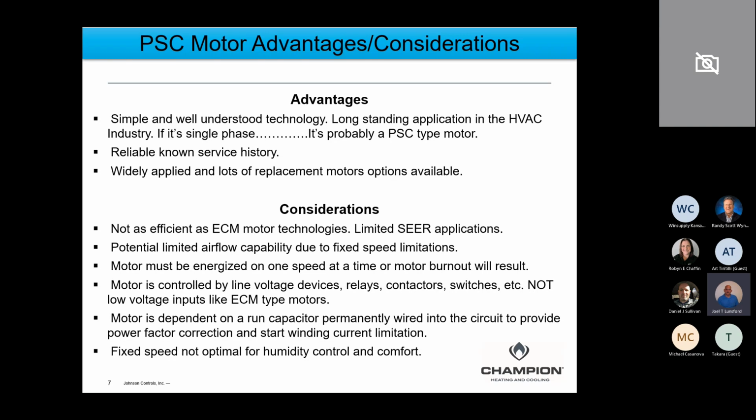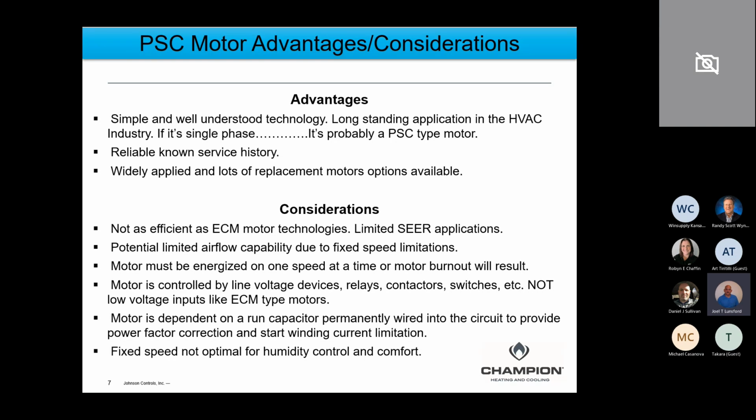And what I mean by that, you're going to notice that all of your high-end SEER equipment, it doesn't matter what manufacturer you talk to, whether it's us or other manufacturers, you start getting more into ECM motor technologies as the system SEER rating goes up. You start depending on ECM motors to give you those higher SEER ratings, because your PSC type of blowers are limited in their SEER applications and how far you can stretch your system SEER rating with the PSC type of blower.